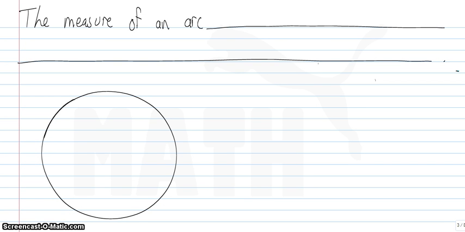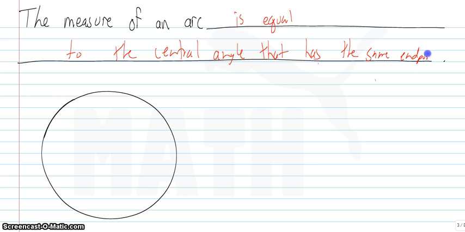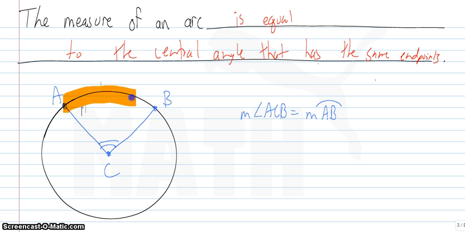Next, when we're talking about arcs and the measurements, I would say that the measure of an arc is equal to the central angle that has the same endpoints. And here's what we mean by that. If I put a point here A, a point there B, and I'm going to put the center of the circle in there at C. Angle ACB is a central angle, and the measure of angle ACB is equal to the measure of arc AB. So the measurement of that arc angle.